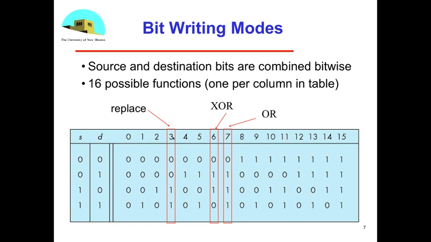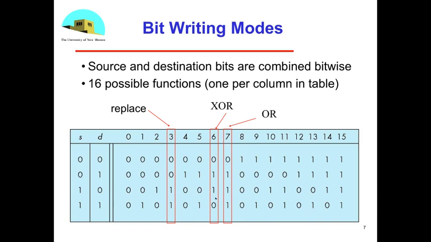Replacement is 3. It says, look, I don't care what was there. D doesn't matter. I'm going to put in whatever S was, so I just copy S into this column. So writing mode 3 is the standard familiar replacement write. ORing them together, saying, hey, what I'm going to put down there is only going to be black if both the source and the destination are black. Otherwise, it's going to be white. That's called the OR writing, which is mode 7.